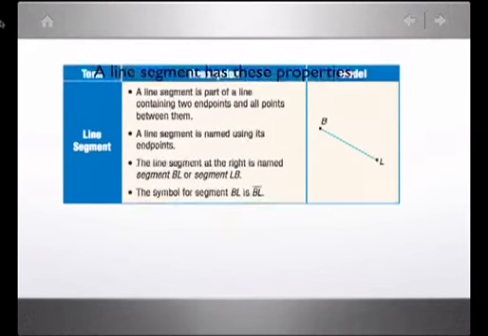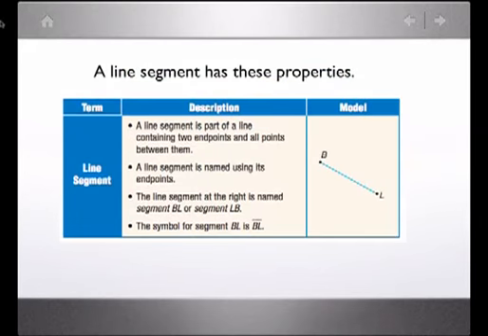A line segment has these properties. A line segment is part of a line. It contains two endpoints and all the points between them. A line segment is named using its endpoints. The line segment at the right is named segment BL or segment LB. Unlike a ray, it doesn't matter which order we name the points in.